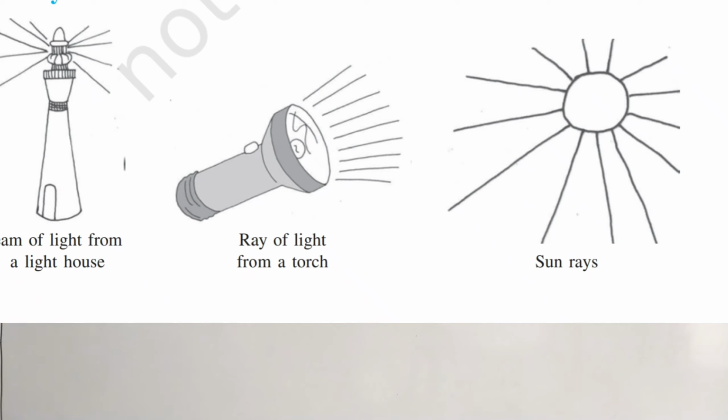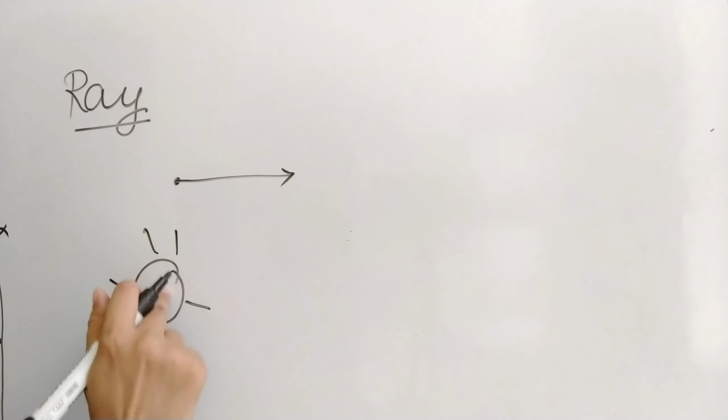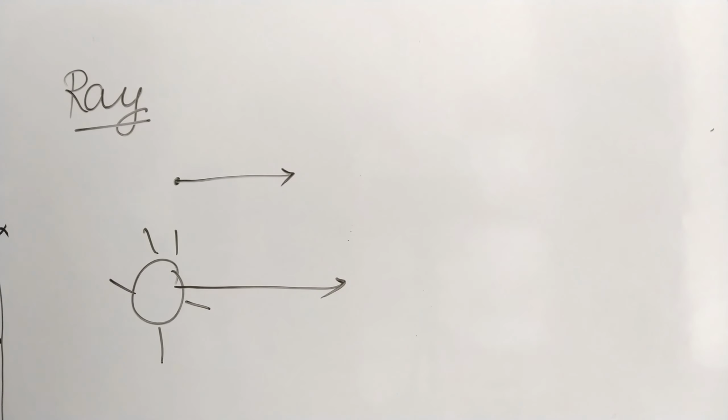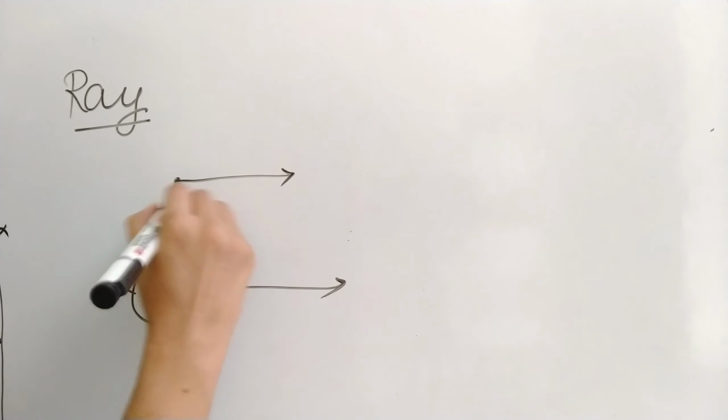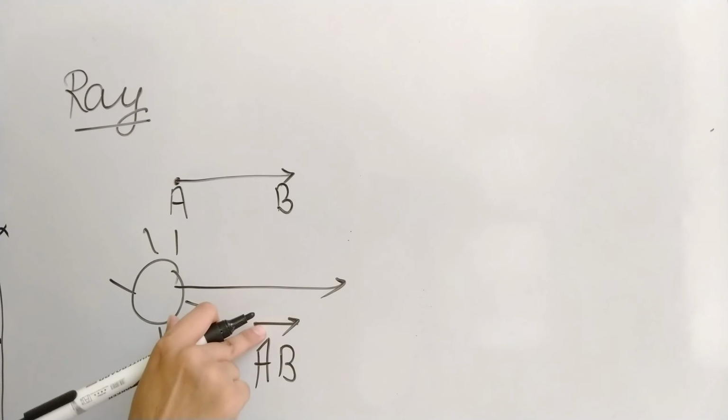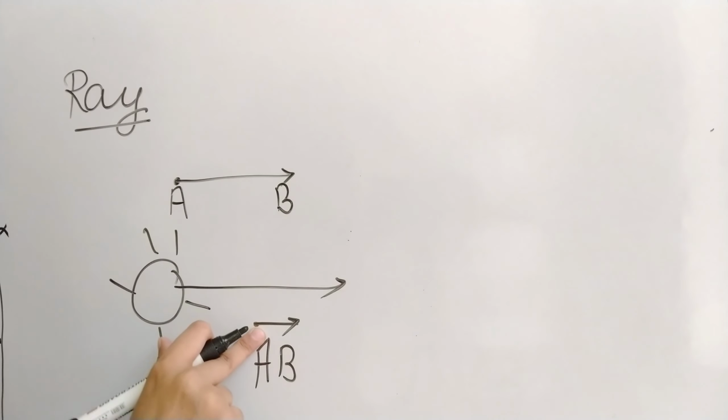You call them sun rays. So what does it exactly mean? Sun is a stationary point like this, and in one particular direction the rays are coming out and can be extended to an indefinite point. So how will you indicate a ray? Here is a point A, and a point B. For indicating a ray you have to mark only one direction arrow. In the second direction there will be no arrow. Okay, now you have understood.